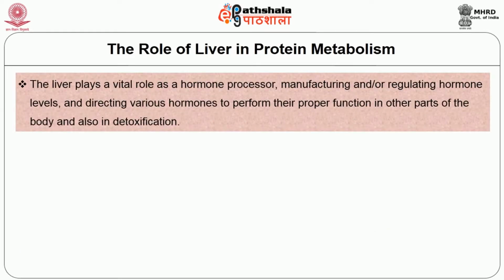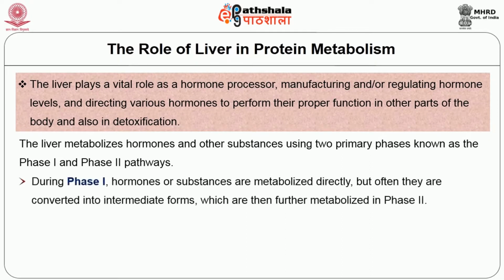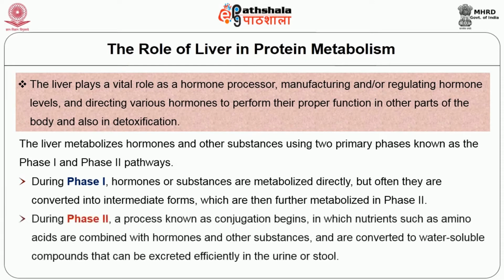The liver also plays a vital role as a hormone processor, manufacturing and regulating hormone levels, directing various hormones to perform their proper functions in other parts of the body, and also in detoxification. The liver metabolizes hormones and other substances using two primary phases known as phase 1 and phase 2 pathways. During phase 1, hormones or substances are metabolized directly, but often they are converted into intermediate forms which are then further metabolized in phase 2.